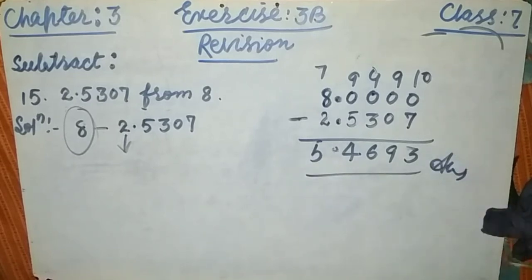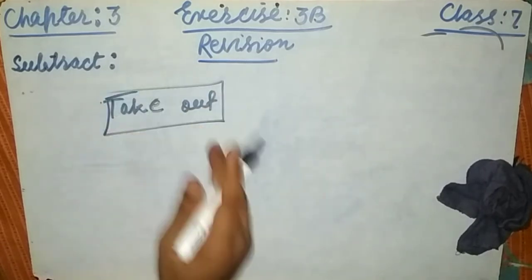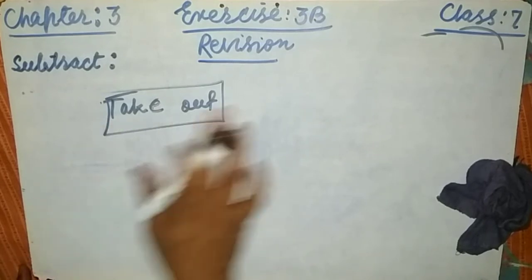I hope you will understand. So question number 17 says take out 5.746 from 9.1. Take out means subtract, friends. Take out का मतलब क्या होता है? Subtract करना. Take out मतलब निकालना, subtract करना. Where there is take out, we have to subtract.